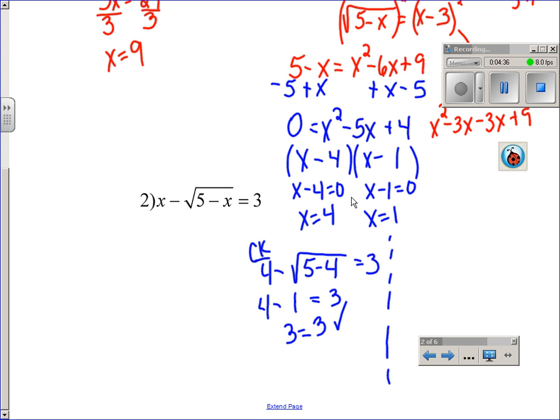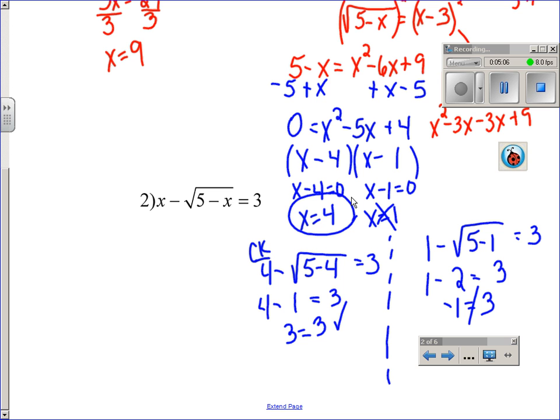Now let's do x equals 1. So we're going to plug a 1 in wherever there's an x. So we have 1 minus the square root of 5 minus 1, which should equal 3. What is 5 minus 1? 4. The square root of 4 is 2, and that should equal 3. Well, what is 1 minus 2? Negative 1. Does negative 1 equal 3? No. So does 1 work? No. So your answer is x equals 4. So you got to make sure you check them. Let's look at another one.